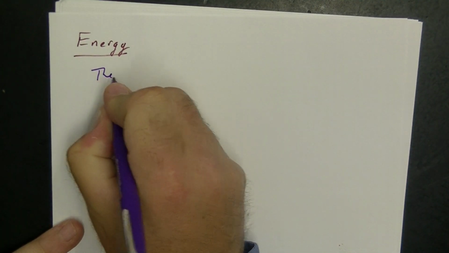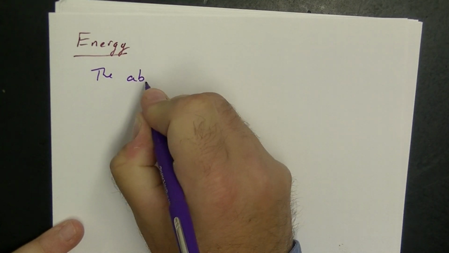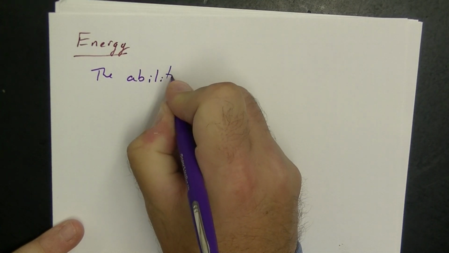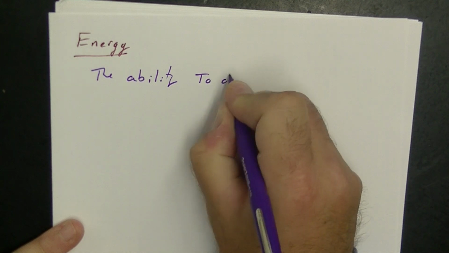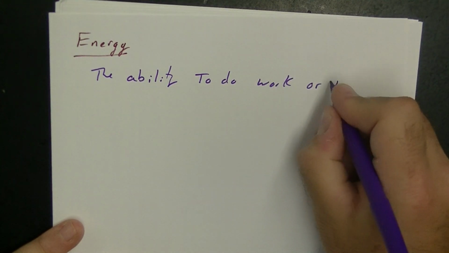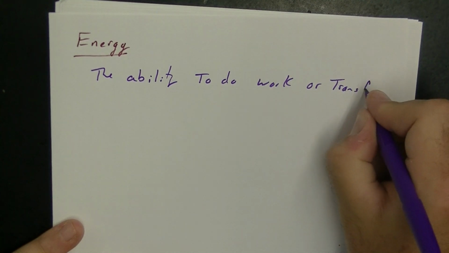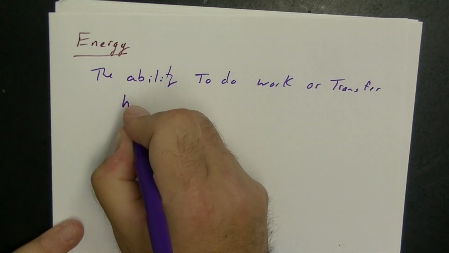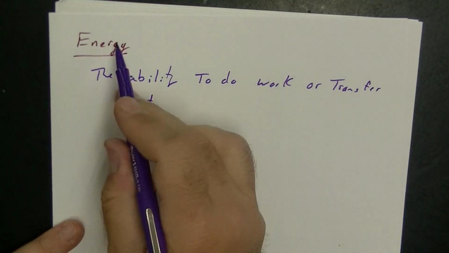So, how do we define energy? The energy is the ability to do work or transfer heat. So that's how we're going to define energy.